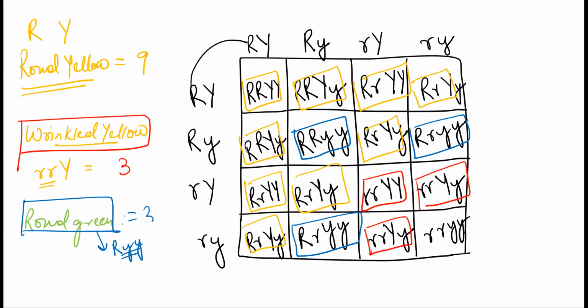So this is 3, and the remaining one is wrinkled green. For wrinkled green, we need both small r, because wrinkled is not dominant, and for green we need both small y, because green is not dominant. So this is this one.